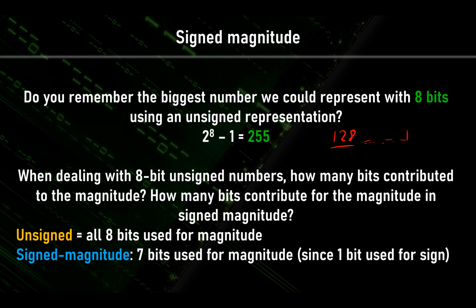But if you think about signed magnitude, 7 bits will be used for the magnitude, since the most significant bit, the leftmost bit, is going to be used for the sign. So you can see that the range is going to be slightly less, although in reality, since we're also representing negative numbers, it's actually only going to be 1 less.